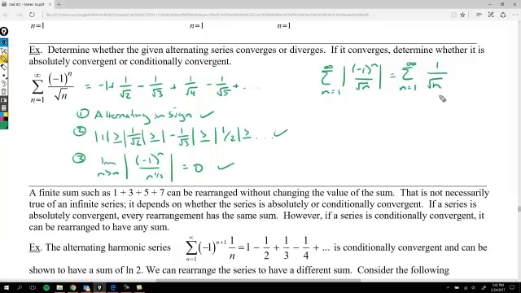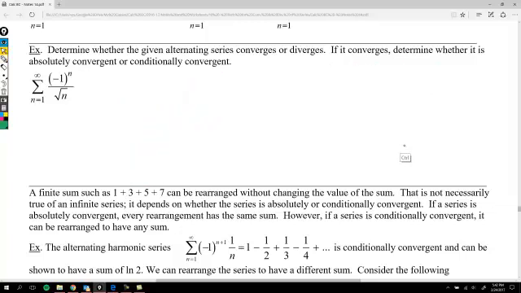Now I see that this is a p-series, which is divergent. So with the absolute value, this is divergent. Without the absolute value bars, it's convergent. So this is what we call conditionally convergent. It was convergent when it was alternating. It's divergent when it's not alternating, and so we call that conditionally convergent.